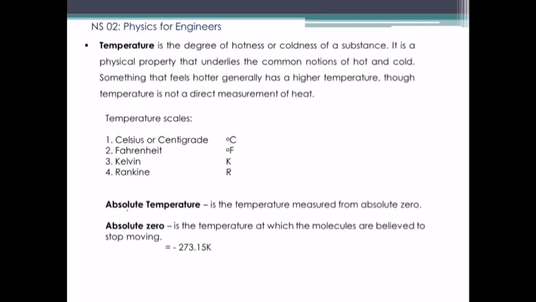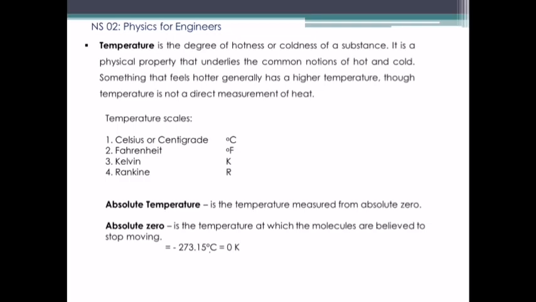And we have here the term absolute temperature. It is the temperature measured from absolute zero. So, what is absolute zero? Absolute zero is the temperature at which the molecules are believed to stop moving. So, we have here the temperature of absolute zero. Okay, so I edited this class since what's written here is a mistake. Absolute zero is actually negative 273.15 degrees Celsius, or that is 0 Kelvin, since Kelvin is the absolute temperature scale. So 0 Kelvin, that is now the absolute zero.